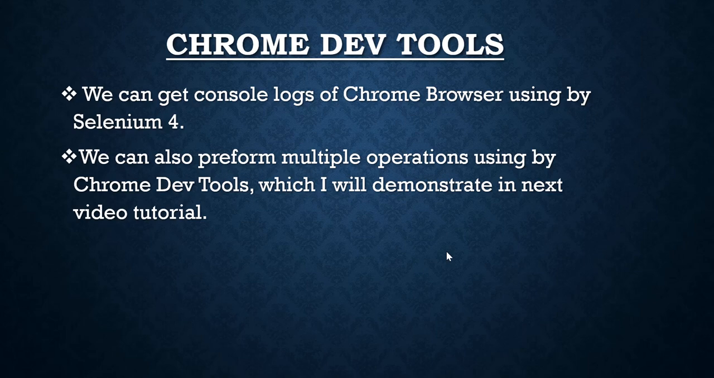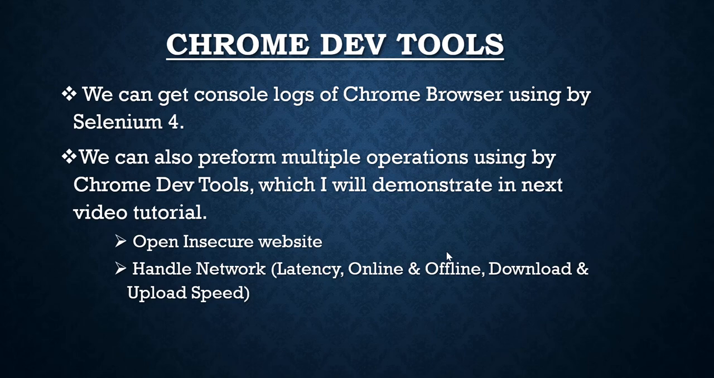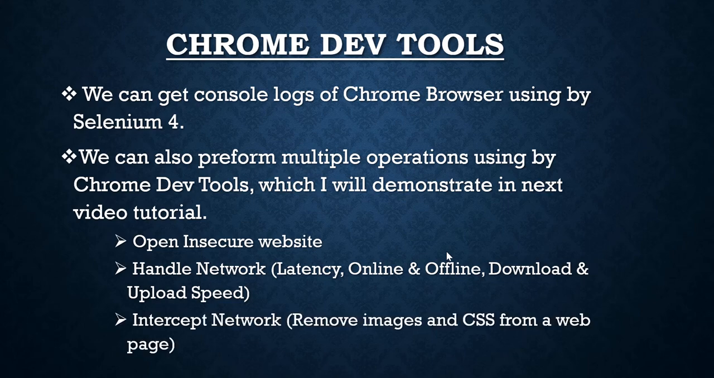So those features are: open insecure websites. We can open any insecure website which is not allowed by the network, for example, some websites we are unable to open due to certificate issues. Those websites we can open directly using the Selenium 4 feature. And we can also handle the network, like latency, online, offline, download and upload speed. And we can also intercept the network, like we can remove images and the CSS from a web page.